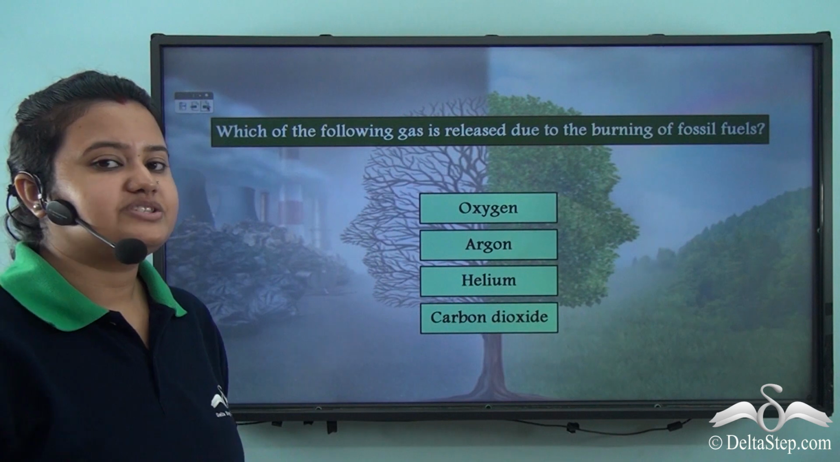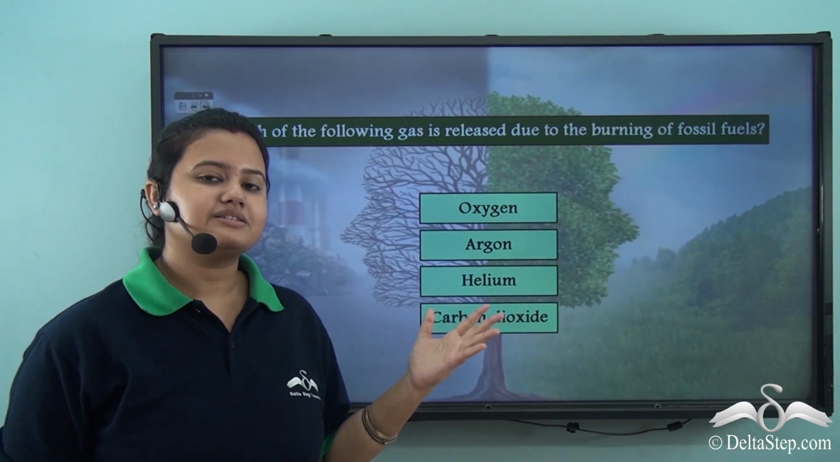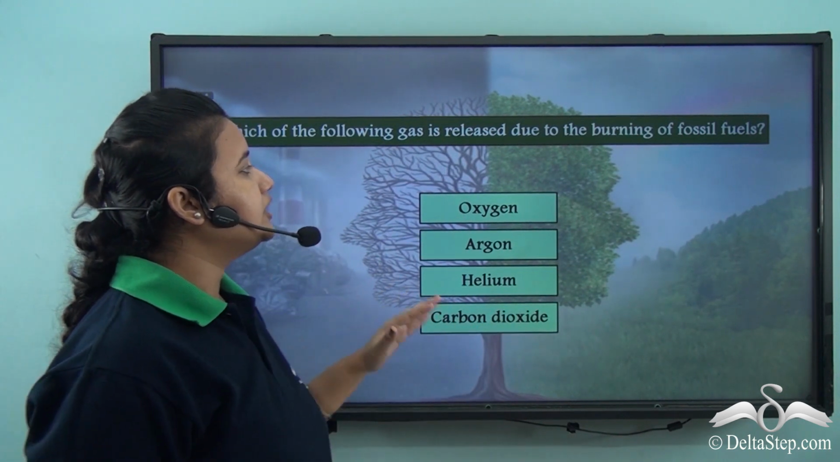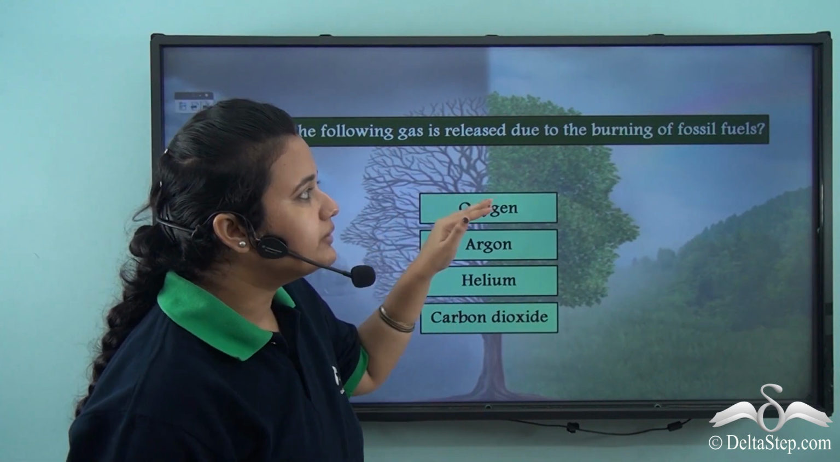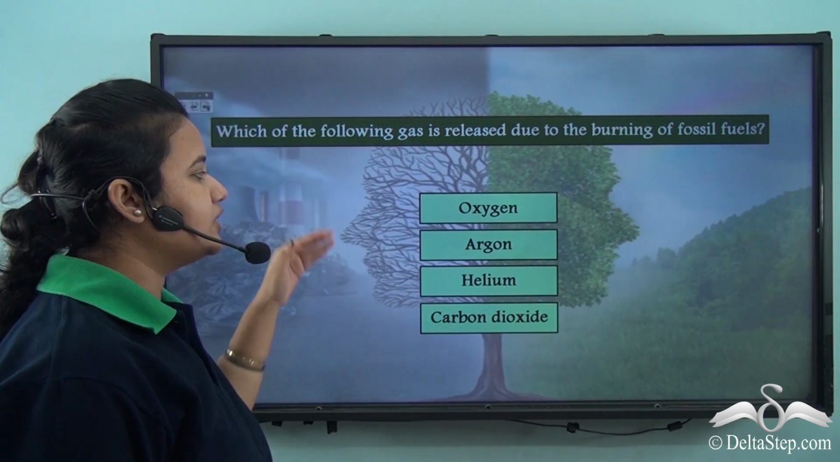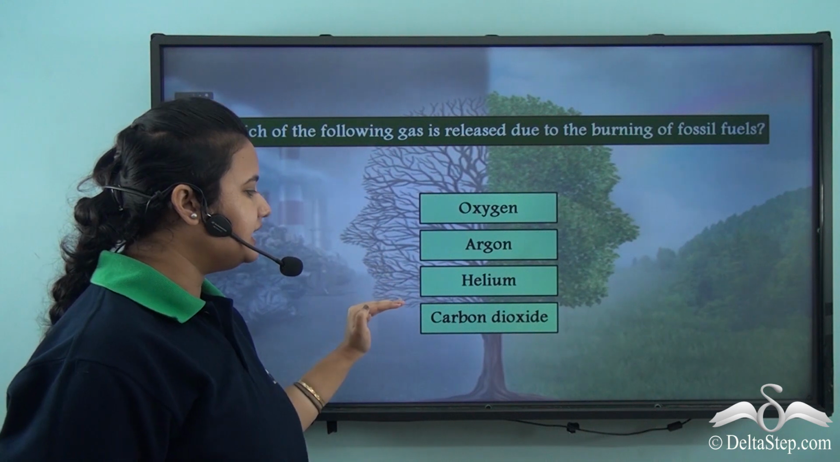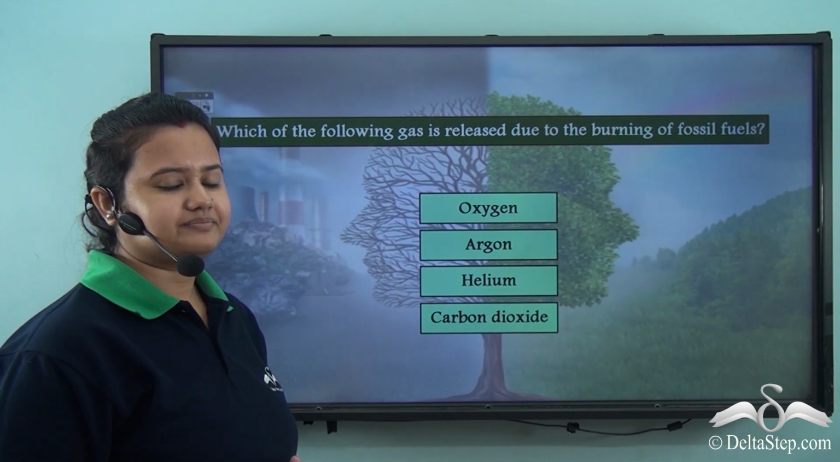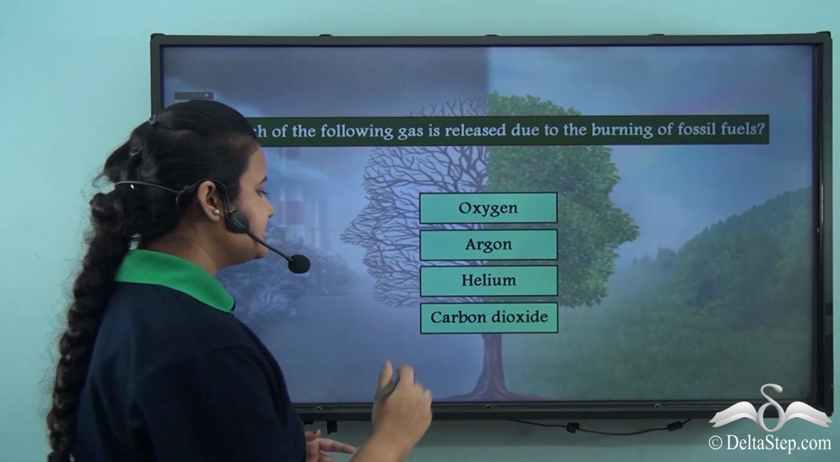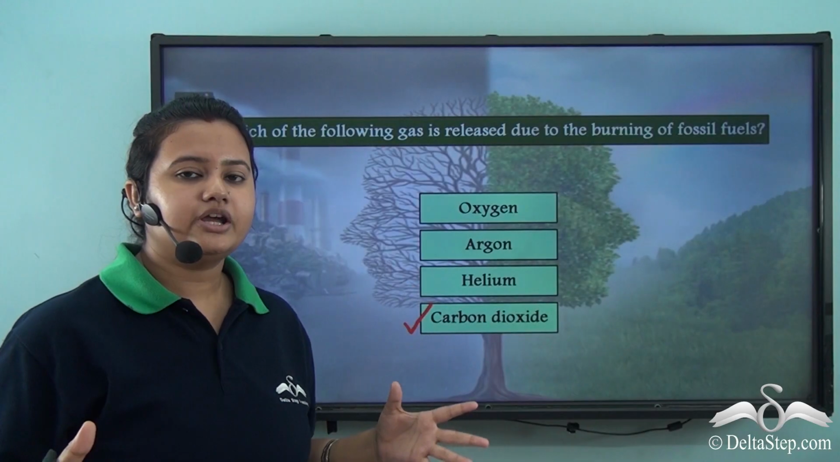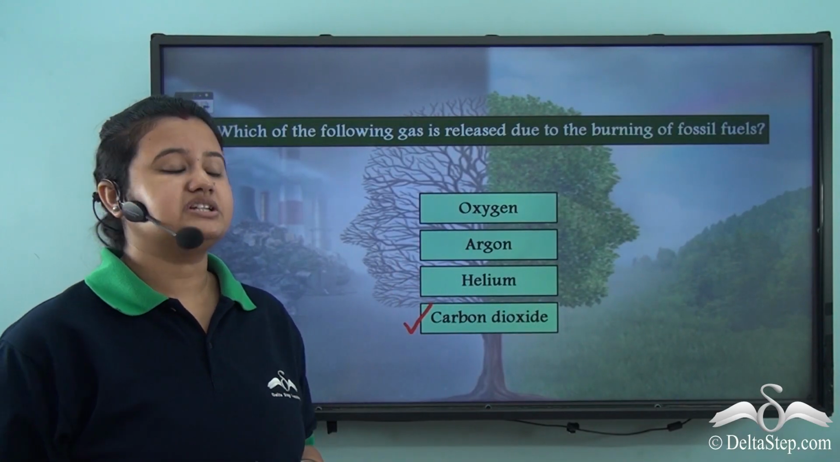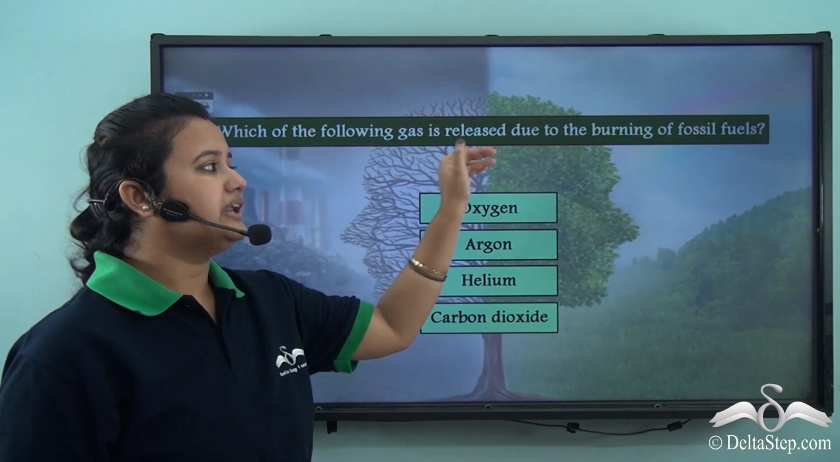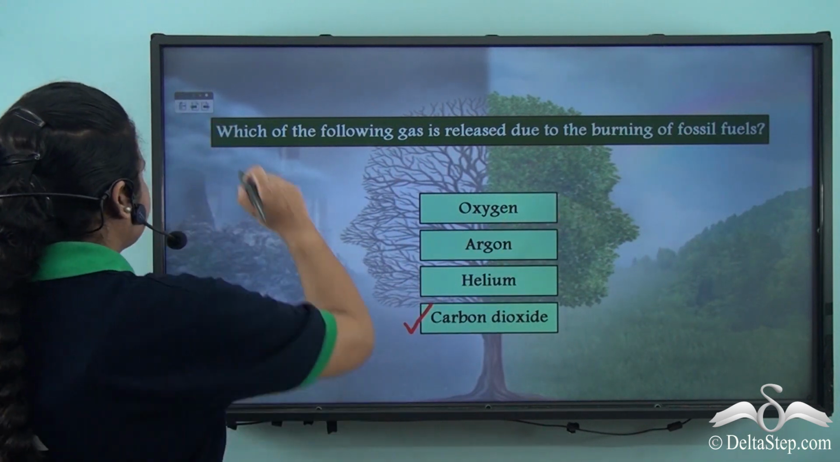Now before we proceed with our lesson, can you help me to answer this question? Which of the following gases is released due to burning of fossil fuels? Is it oxygen, argon, helium or carbon dioxide? The correct answer is carbon dioxide. Carbon dioxide is an air pollutant that is released due to burning of fossil fuels.